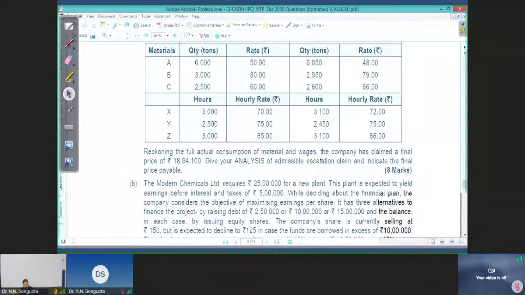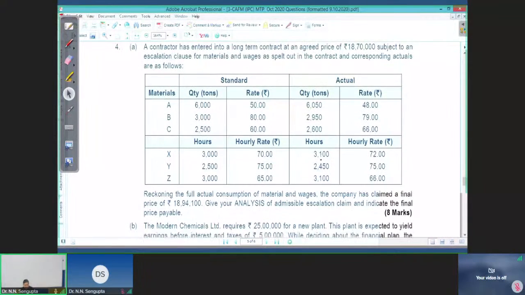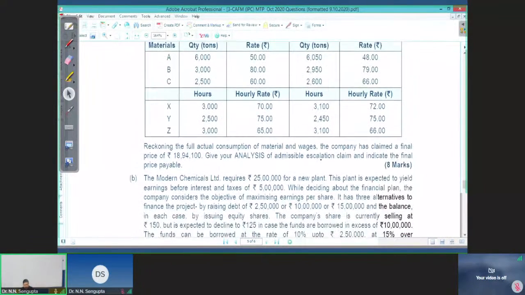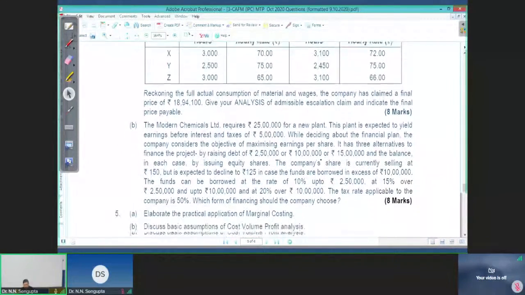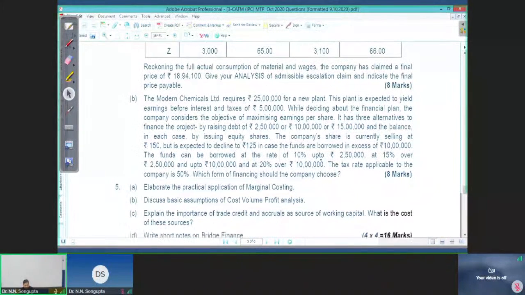Then the escalation claim, and indicate what is the price. This is related to contract. A very, very different type of question. Very good question, I believe that you can try. Then Modern Chemical, another question which is of a different type, and you can practice that question also.